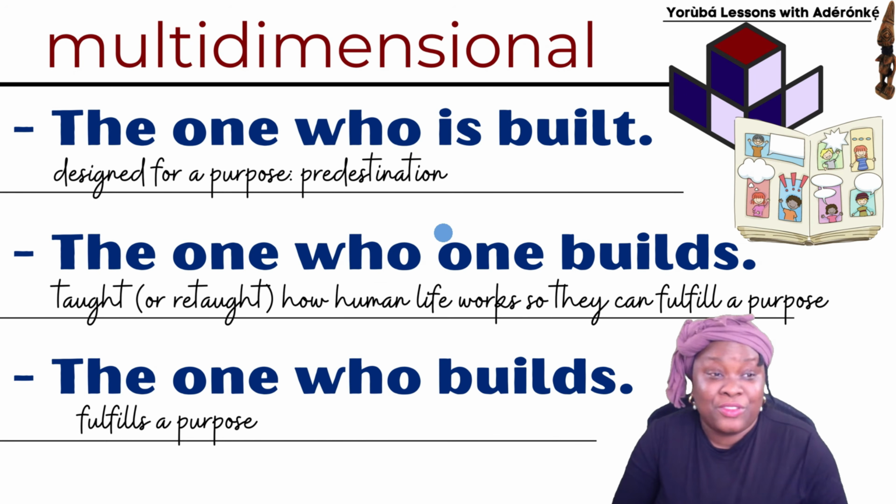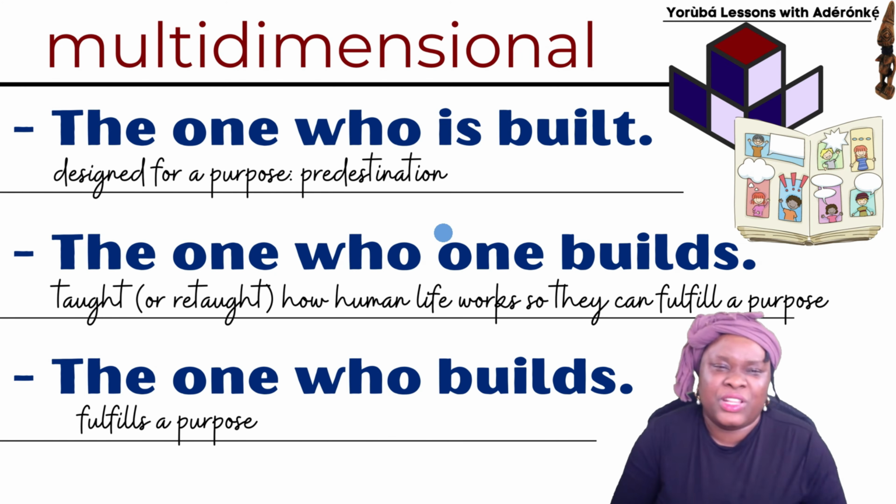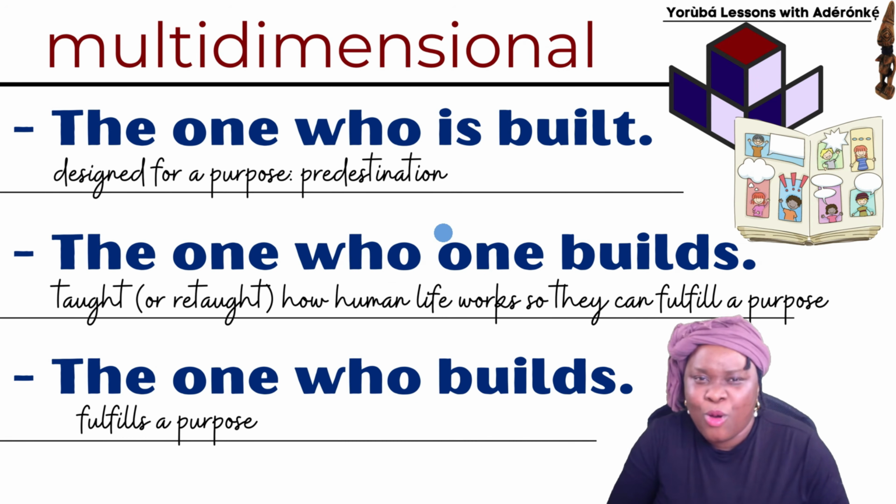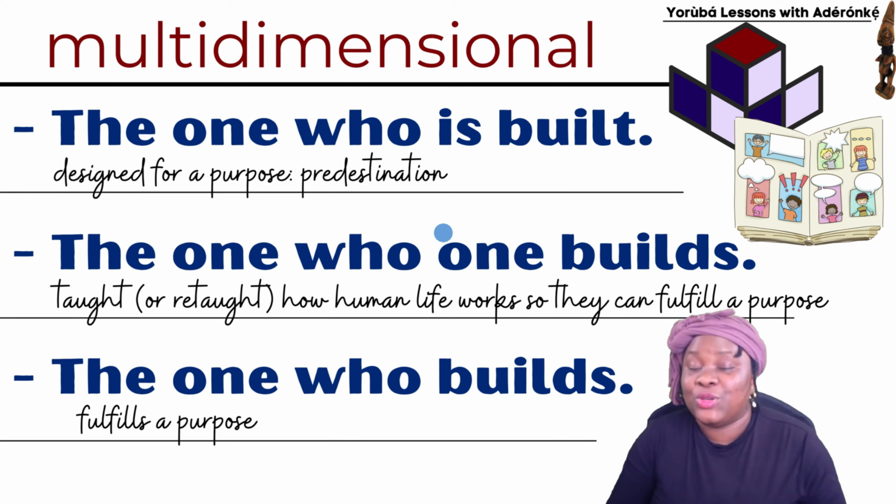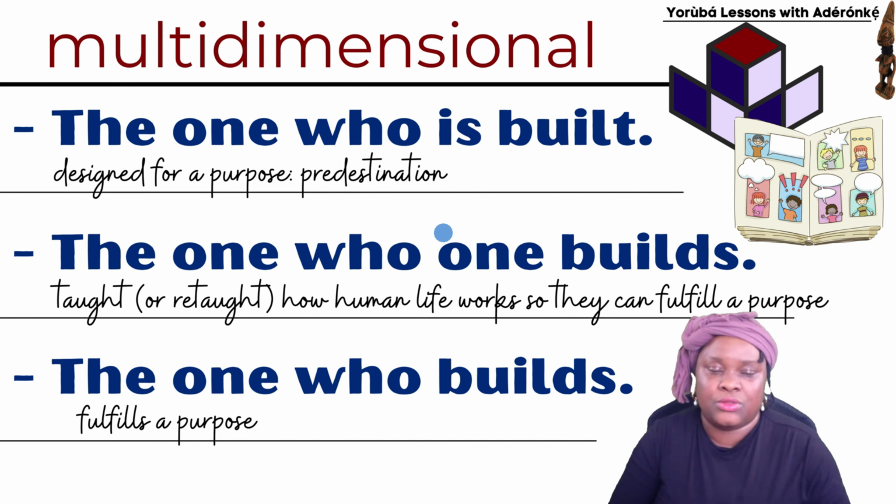A person might be fulfilling their purpose and may feel that they are way off, but in that specific case, they will just feel like they are not fulfilling their purpose because they've just not been built to fulfill it. One can go on and on about the complexities regarding omo, but just looking at the word at the surface level, it is the one who is built, the one who one builds, and the one who builds.